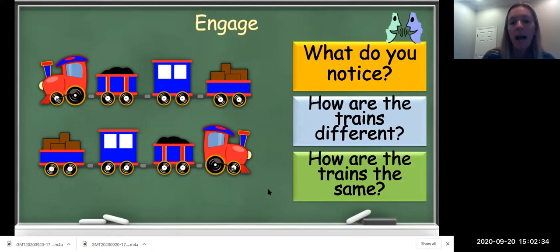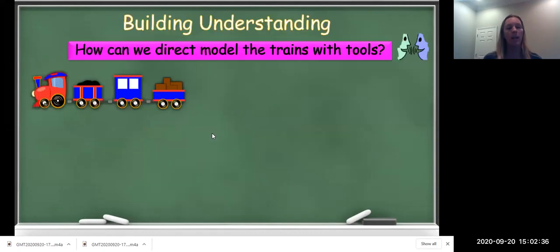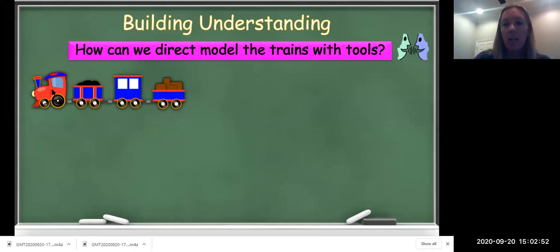Okay, so now we are going to talk about the commutative property, and that just means that we're going to keep the numbers exactly the same. We're just going to learn how to add them in a different order. So we're going to use cubes to represent these different color trains. And you notice the first engine train is red, and the next engine trains are blue. So watch what we're going to do.